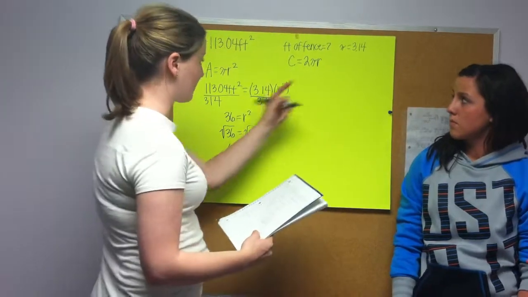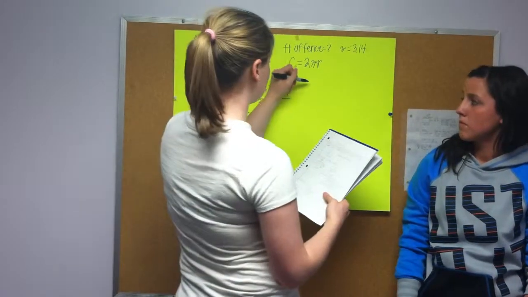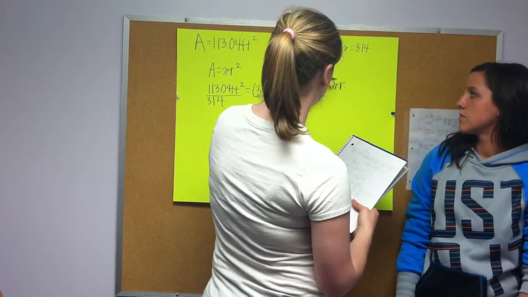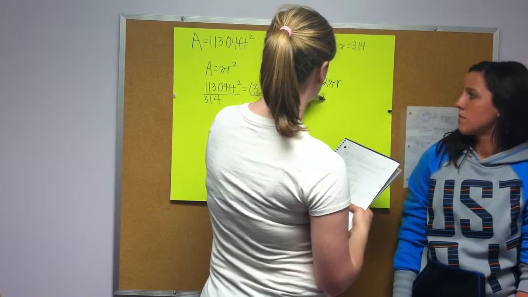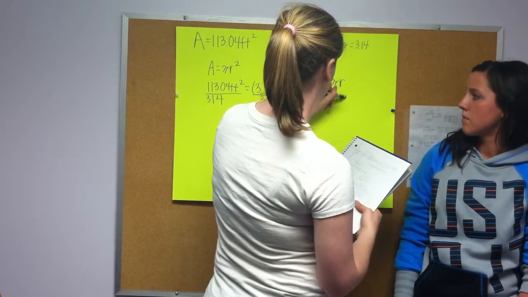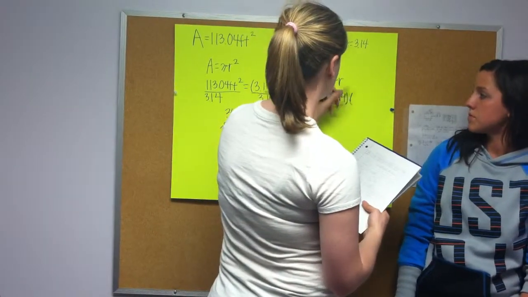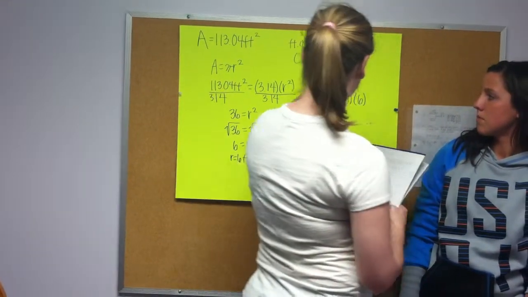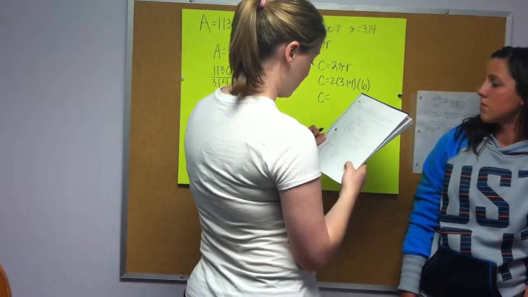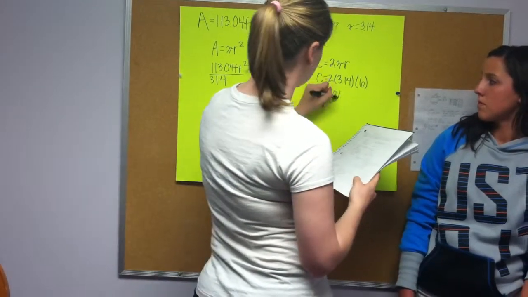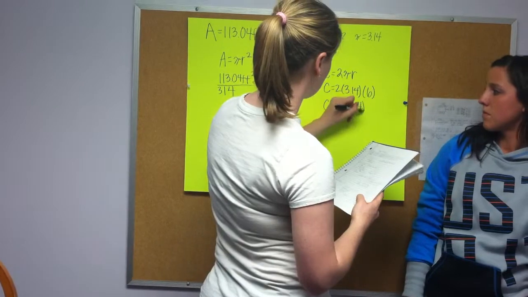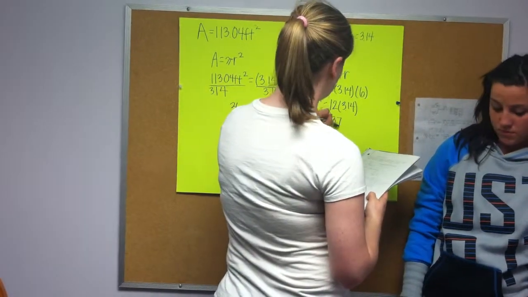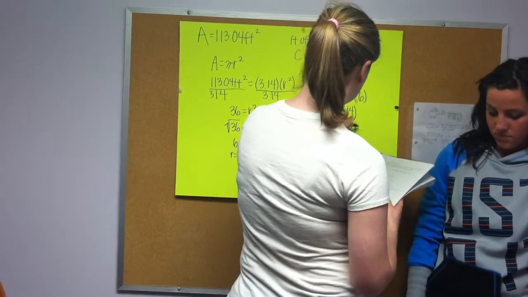And since we have r now, we can use it to get the circumference. So you're going to have C equals 2 pi r, and C is equal to 2 times the 3.14, because that's what we use for pi again, times the 6 feet from the radius, which we found out with the area, so times 6. And then that is equal to 12 times 3.14. And then our total circumference, so the total distance, is 37.68 feet.